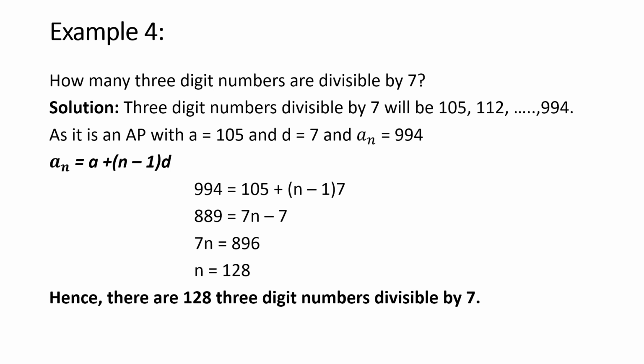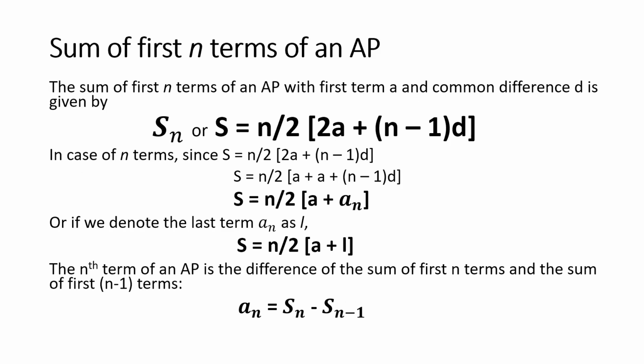So now this is an AP with the first term 105, common difference 7 and the nth term as 994. According to a formula, An is equal to A plus n minus 1 into D. 994 is 105 plus n minus 1 into 7. Solving this, we get n as 128. That means there are 128 3-digit numbers which are divisible by 7. We have seen how to get the nth term of an AP.